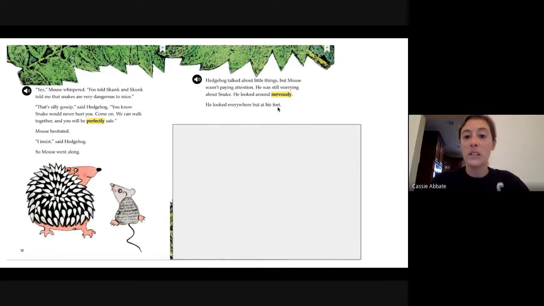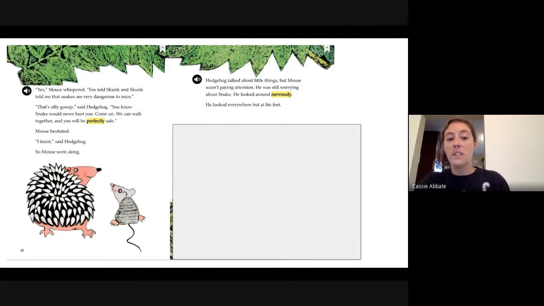Here's where we're going to pause. What do you think happened to Mouse? So I'm going to reread this paragraph again. And I want you to maybe draw a picture of what you think happened to Mouse right here, okay?